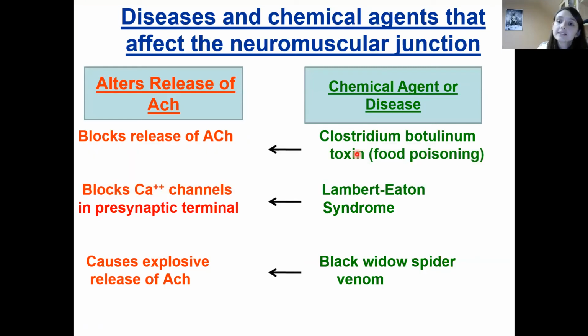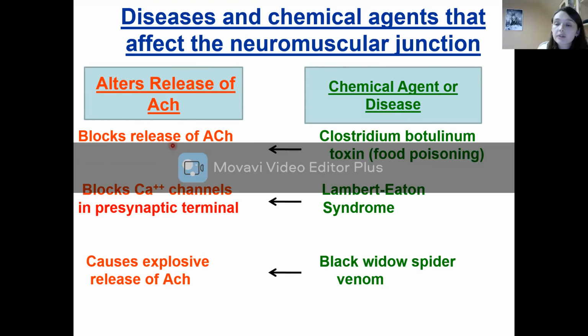In this slide, let us discuss once more diseases and chemical agents that affect the neuromuscular junction and alter the release of acetylcholine. So we could block the release of acetylcholine. What chemical agent could also block the release of acetylcholine?